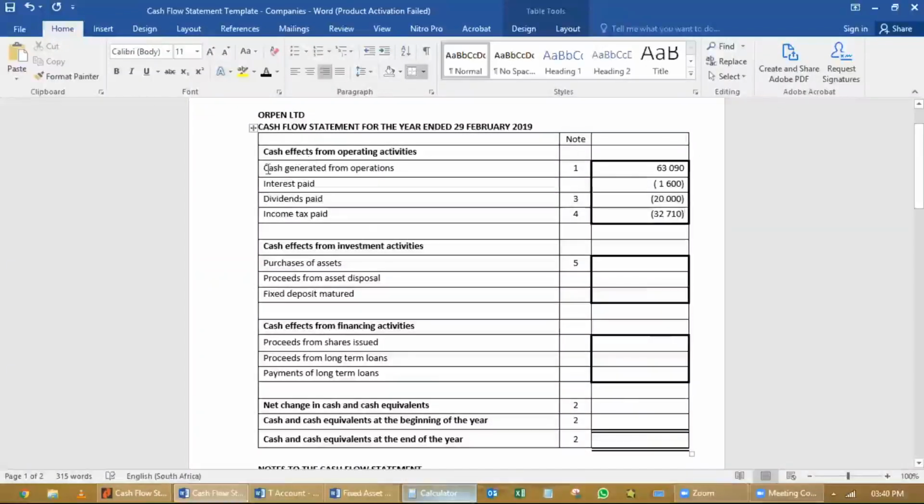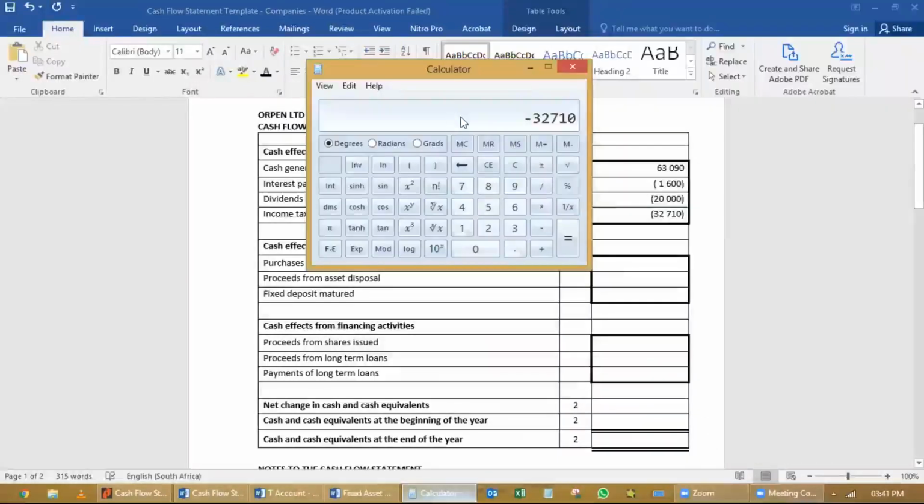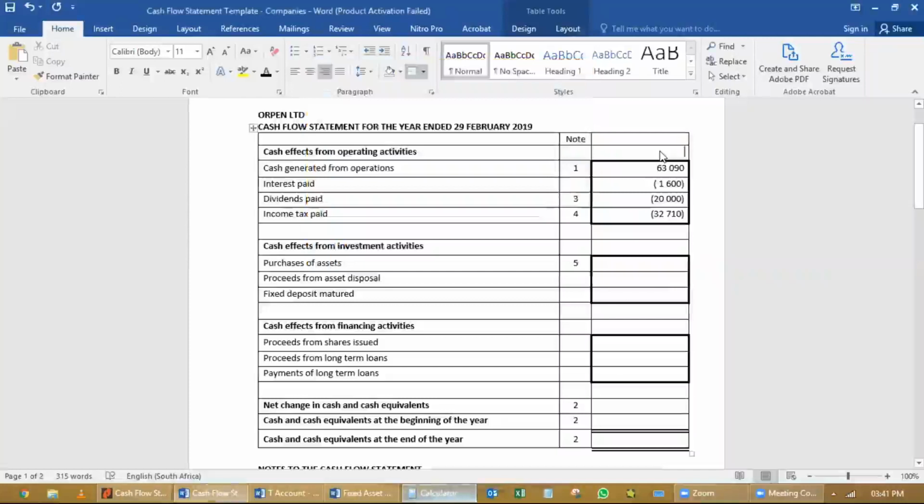Okay, and now I've completed the operating activities portion, so now I can see what is the effect of my operating activities. Okay, take your calculator, and then we go 63,090 minus 1,600 minus 20,000 minus 32,710 gives us cash of 8,780.